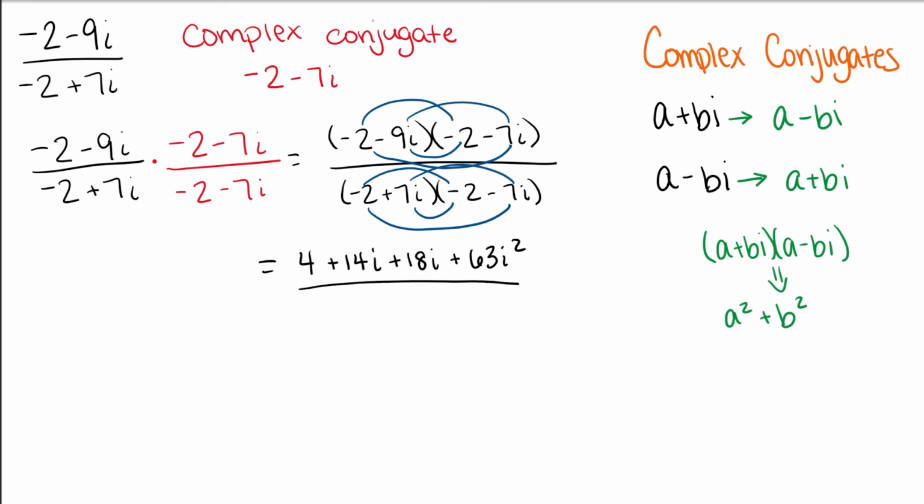In our denominator, we get negative 2 times negative 2 is positive 4. Negative 2 times negative 7i is positive 14i. Positive 7i times negative 2 is negative 14i. And positive 7i times negative 7i is negative 49i squared.